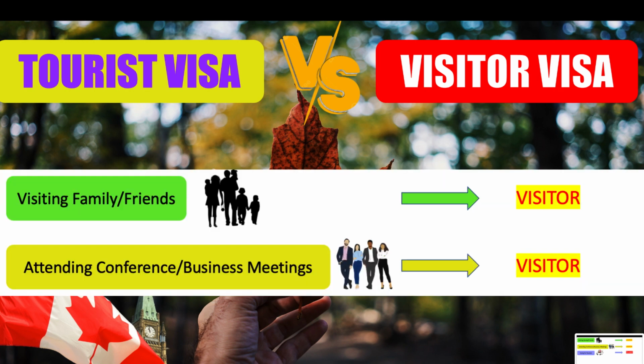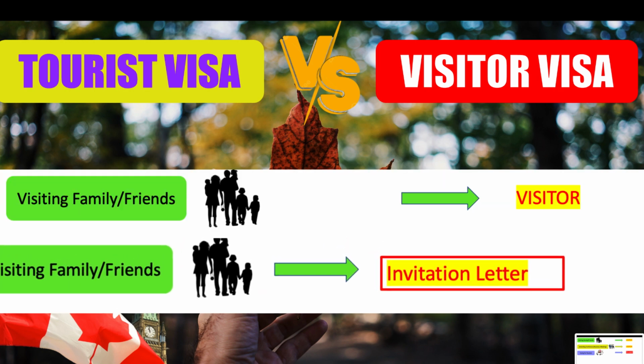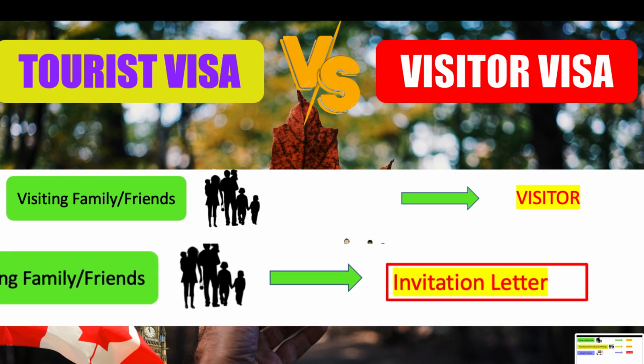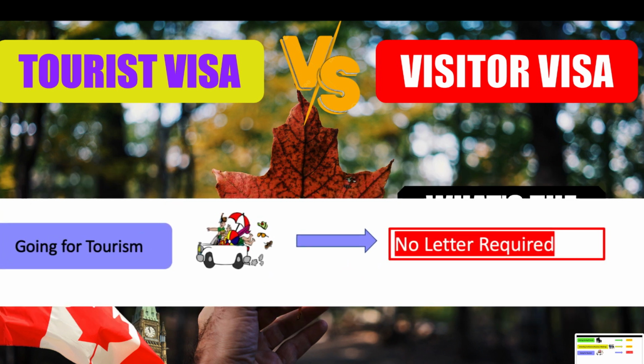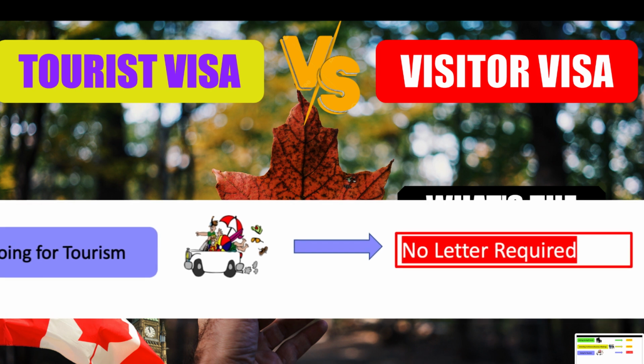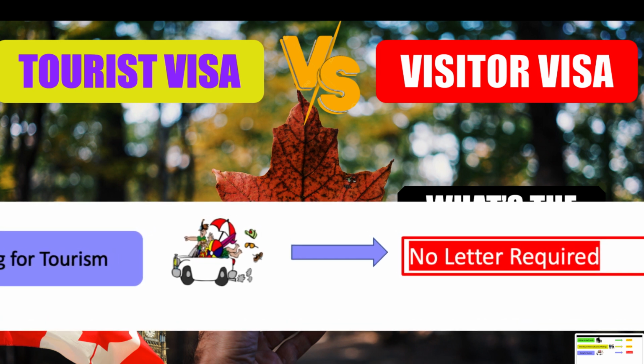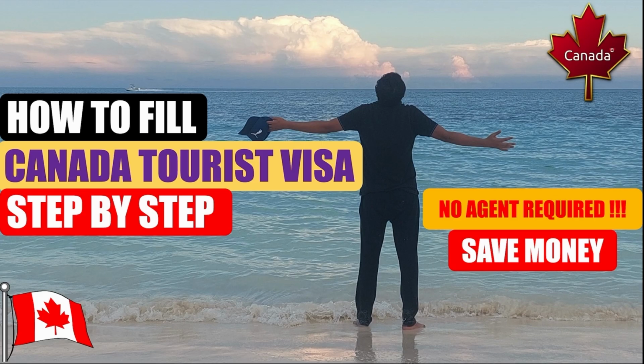So here is the difference between a tourist visa and a visitor visa. The requirement for a visitor visa is that you have an inviter in Canada and therefore you are supposed to upload an invitation letter. When you are applying for a tourist visa, you don't have to upload an invitation letter because you are simply visiting Canada as a tourist. So this video is specifically from the perspective of a tourist.